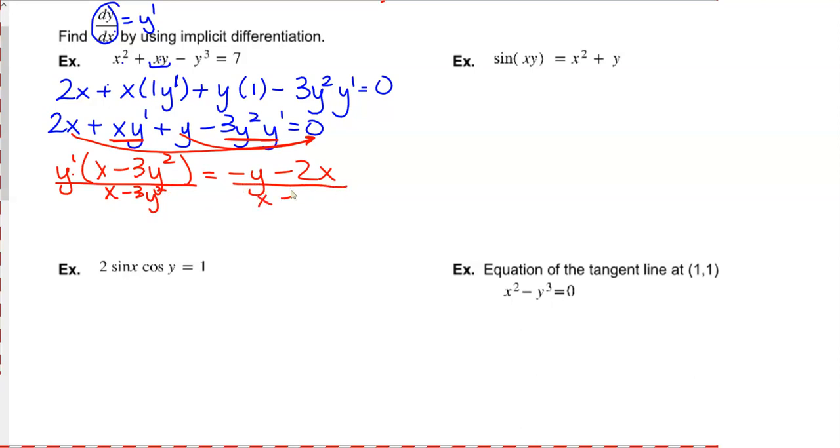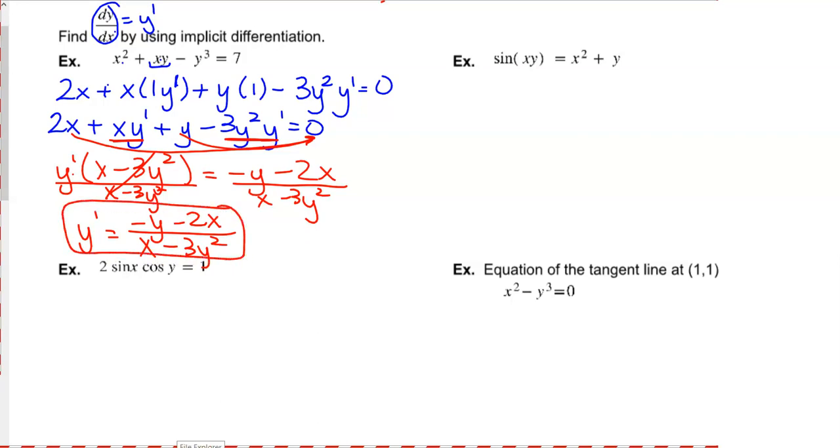Divide by x minus 3y squared. And this right here is my y prime, because these cancel out. So y prime is equal to minus y minus 2x, which you could actually take out a negative if you want. That is an answer that you have to choose from. They may take a negative out, so make sure that you know that those are equal. So that's our y prime.